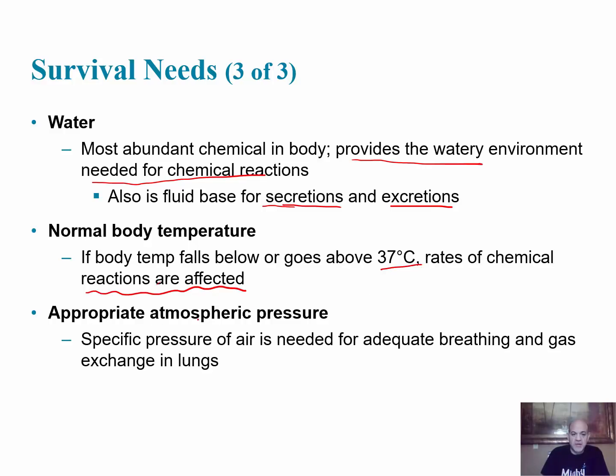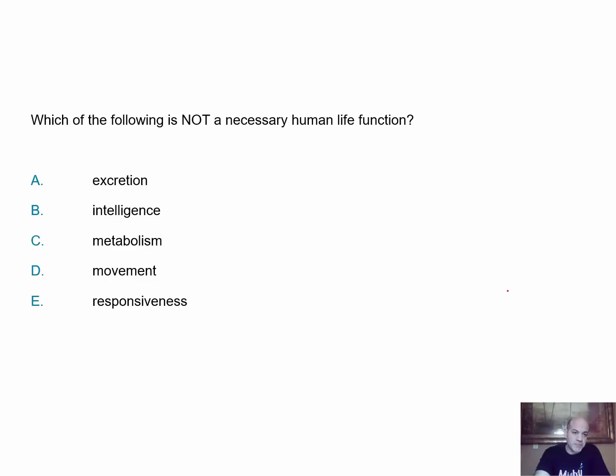And then appropriate atmospheric pressure is important. If we don't have the right amount of pressure, then we're not going to be able to exchange gases with the atmosphere correctly. We won't be able to get enough oxygen in. This is why when you go up a mountain, the air becomes thinner and you're not going to have as much pressure, and you get to a certain point where you start getting altitude sickness because you're not able to get enough oxygen into your blood.